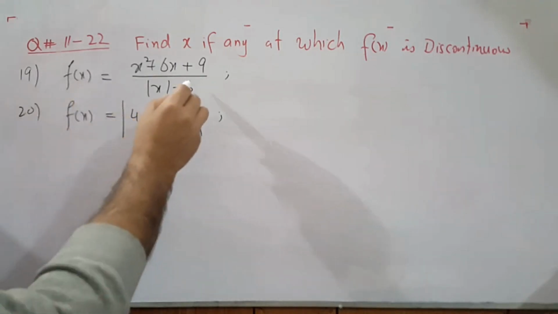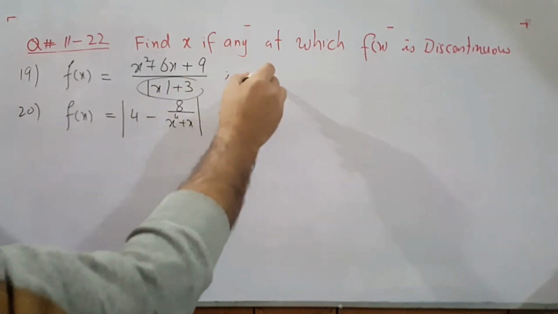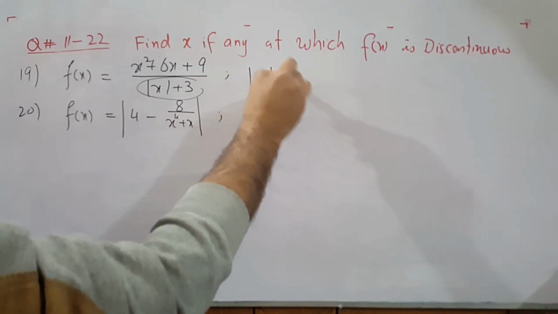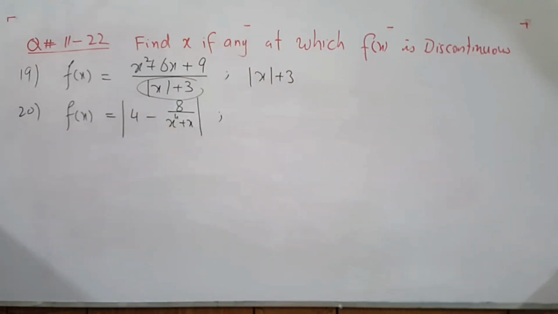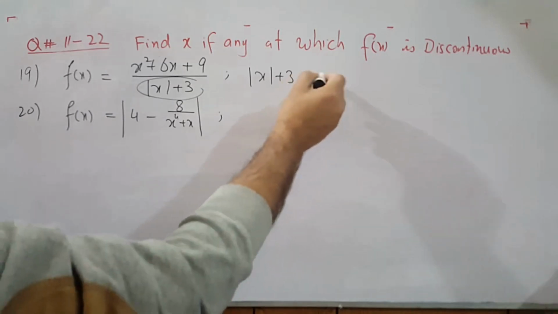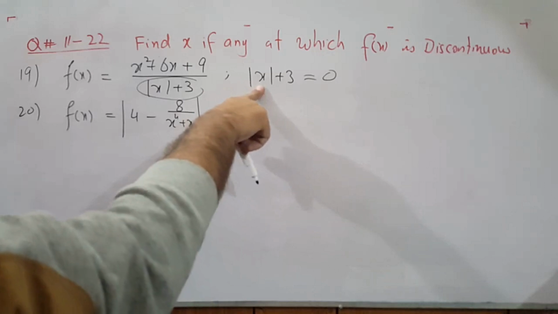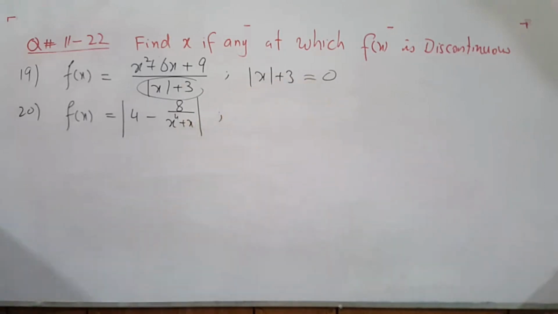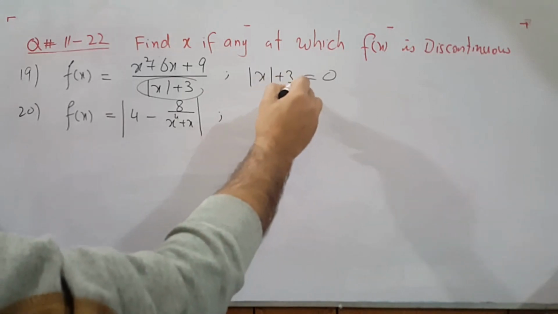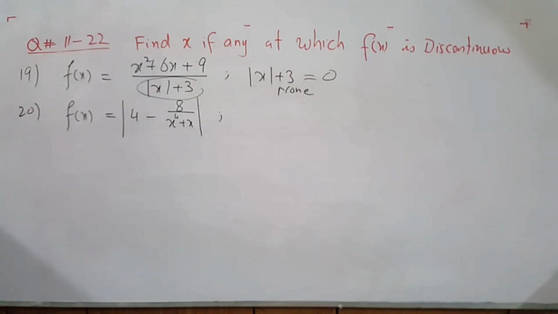Question number 19, the denominator is this one. So x plus the modulus or absolute value of x plus 3. Can this be 0? It cannot be 0 because the absolute value is always a positive value and 3 is positive. So the addition of positive numbers cannot be 0, right? So there is no x value at which this function is discontinuous.